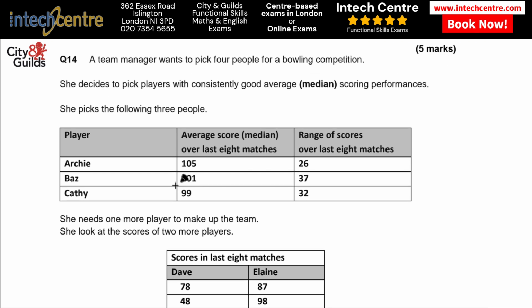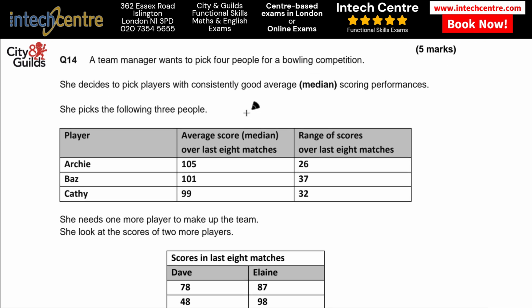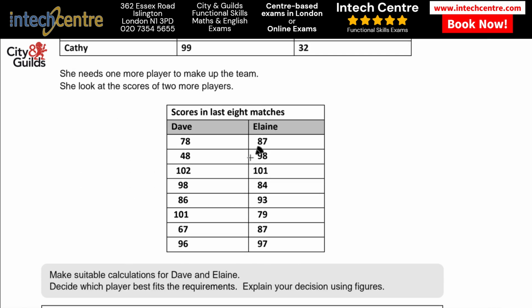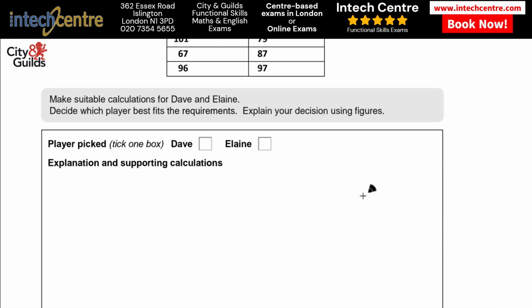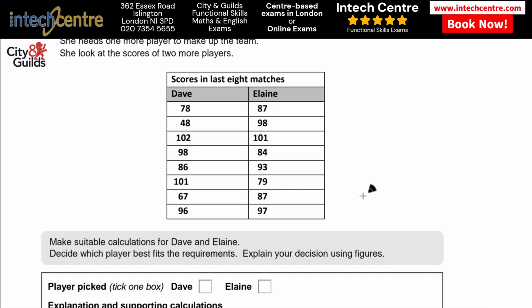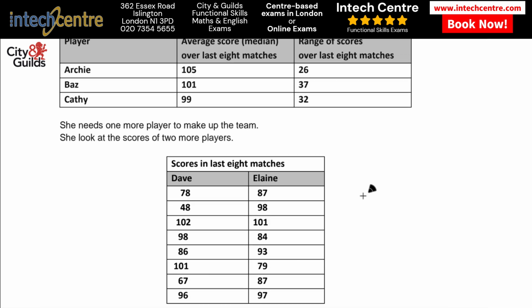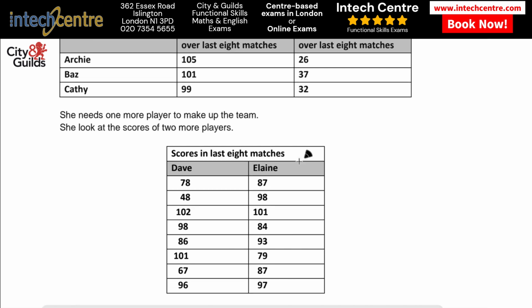Moving on to question 14, a team manager wants to pick 4 people for a bowling competition. She decides to pick players with consistently good average median scoring performances. She picks the following 3 people. She needs 1 more player to make up the team, and she looks at the scores of 2 more players. So we have Dave and Elaine. Make suitable calculations for Dave and Elaine and decide which player best fits the requirements. Explain your decision using figures. So starting off, she's using median, so we'll also calculate the median for Dave and median for Elaine.